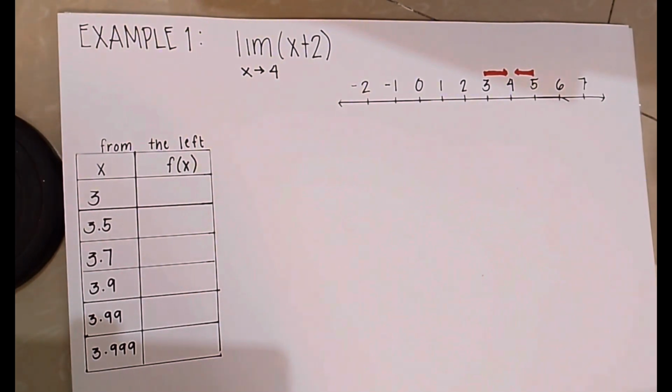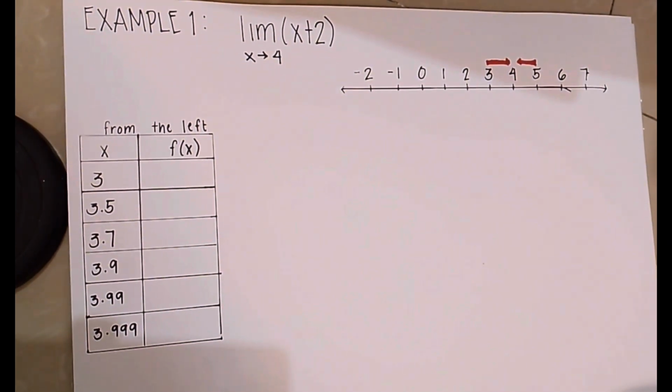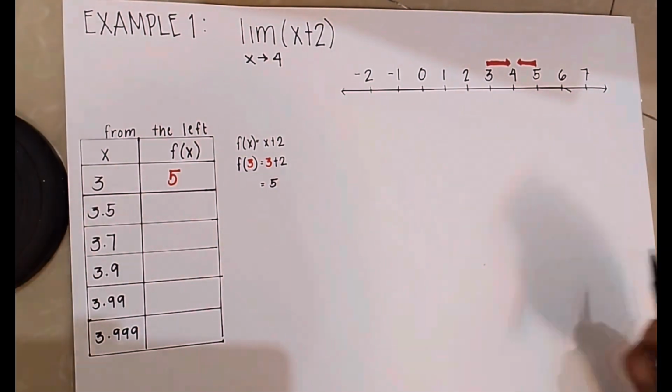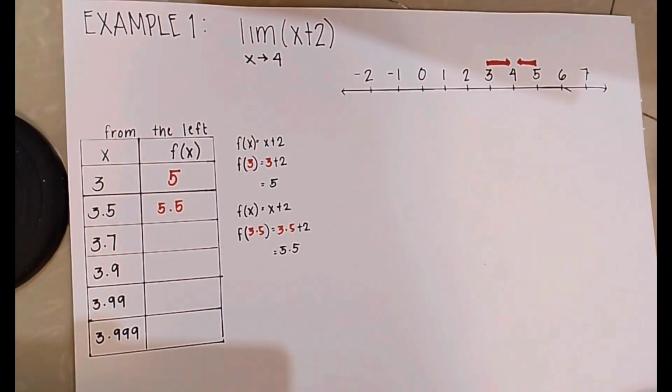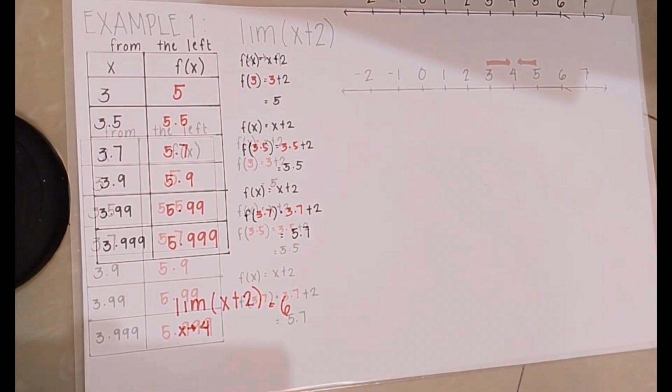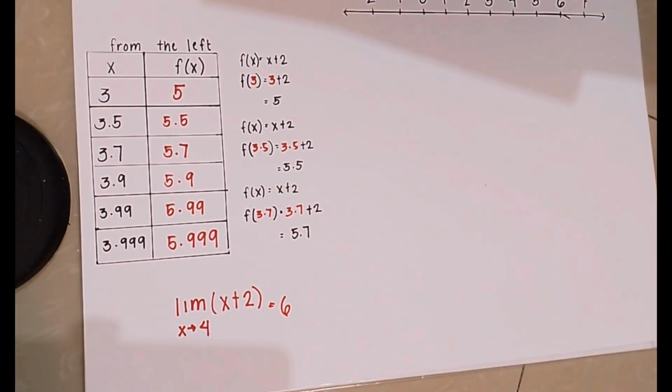Okay, so let us first find the values of x from the left side, where the values of x can be seen getting closer to positive 4. So the limit of the function x plus 2 where x approaches 4 from the left side is equal to 6.